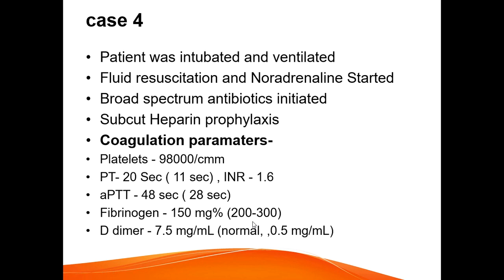So patient was intubated, ventilated, given fluid resuscitation, noradrenaline started, broad spectrum antibiotic initiated, subcutaneous heparin prophylaxis started, and the coagulation parameters came as platelet 98,000, PT 20 with a control of 11, INR 1.6, PTT 48, fibrinogen 150, D-dimer 7.5. So what is this?